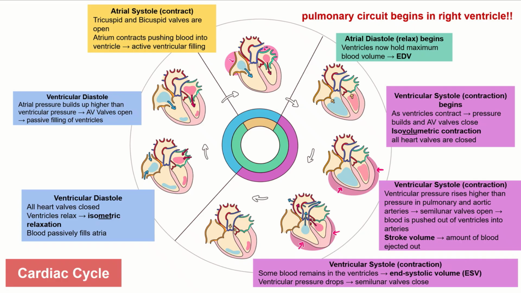Okay. In ventricular diastole, all heart valves are closed and blood begins to passively fill the atria as they are relaxed. As atrial pressure builds up and becomes higher than the pressure in the ventricles, the AV valves open and passively fill the ventricles.